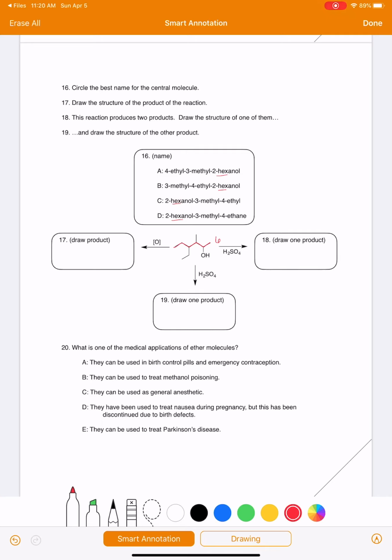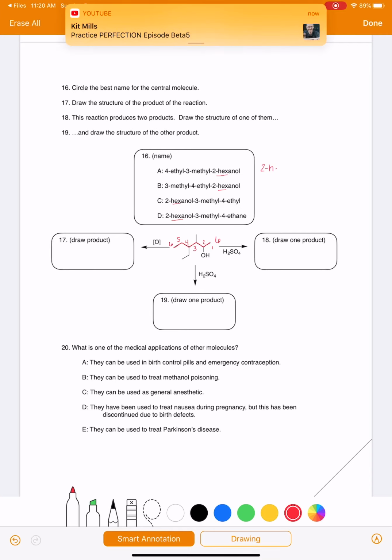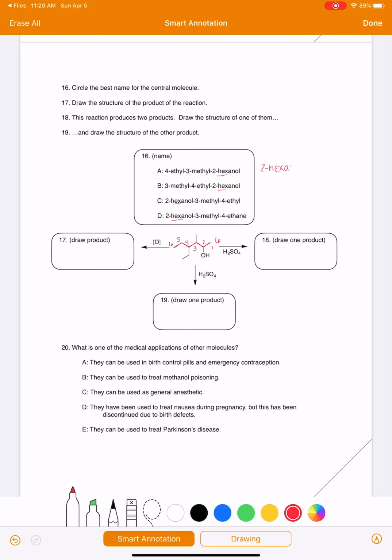Now we want to number that parent chain starting on the end closest to the OH. So we're going to number from right to left. The alcohol is on carbon number 2, which means that this molecule is going to be a 2-hexanol. And it looks like we still can't rule anything out because these are all 2-hexanols. So now we want to look at our substituents. We have 2 substituents. One is on carbon number 3 and one is on carbon number 4. The substituent on carbon number 3 is called methyl. The substituent on carbon number 4 is called ethyl.